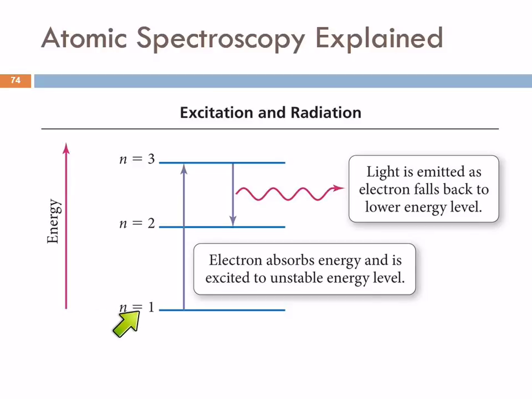So if the electron absorbs energy and goes from n equals 1 up to n equals 3, it can't stay up there. Let's say it falls back to n equals 2. It's going to emit a photon of light, and the energy of that photon is going to equal the difference in energy between these two levels. That's why we see only particular wavelengths of light being emitted, because there are only particular transitions that are allowed.